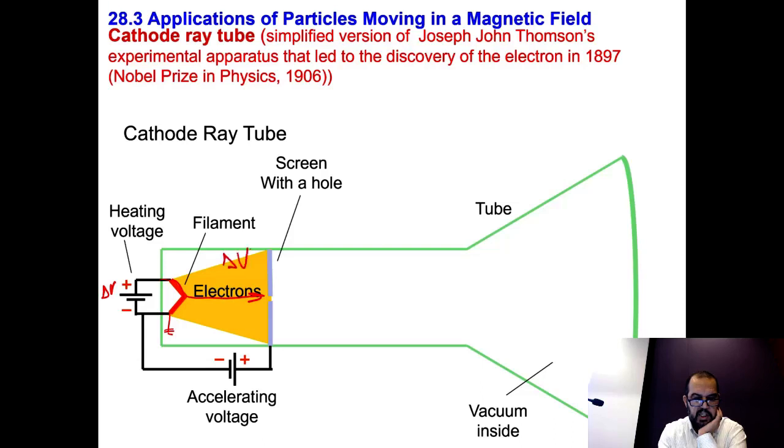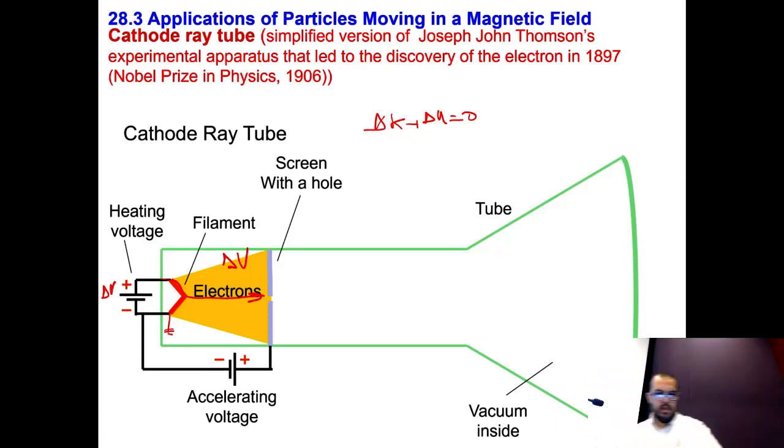Because there is a potential difference, it will be accelerated. We can determine the velocity because we know delta K plus delta U is equal to 0. So if we assume the electron starts at zero initial velocity, we can determine the velocity of the electron when it enters the cathode ray tube.